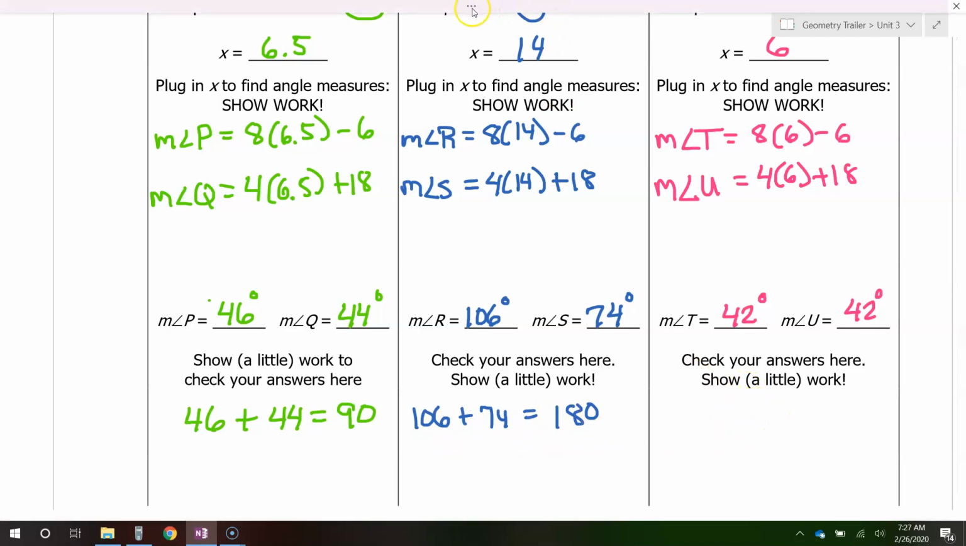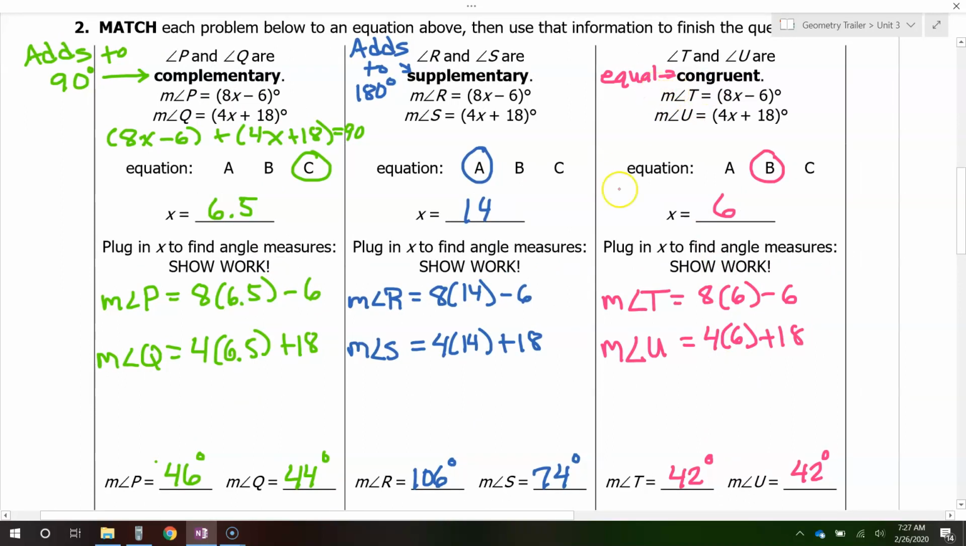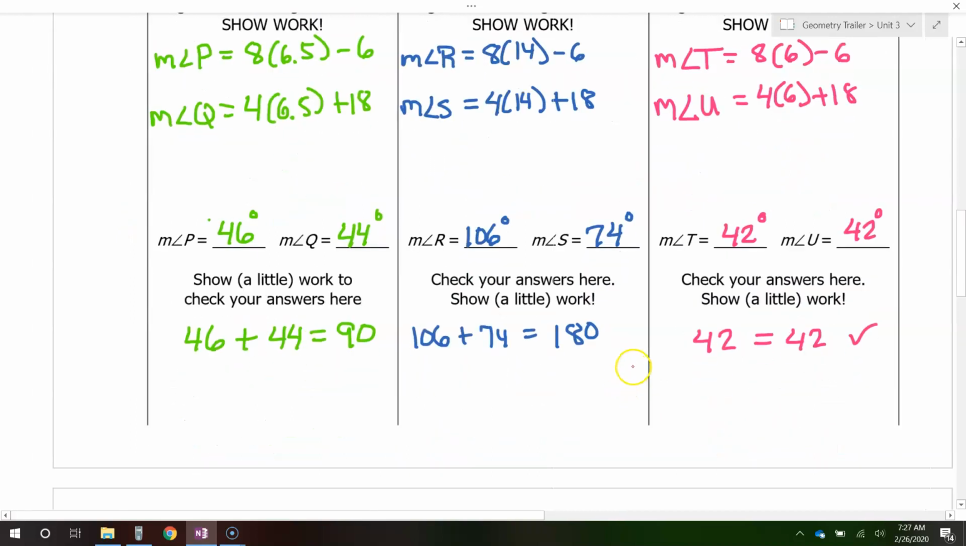I feel very silly checking my work for this one, because all we could really do, if they're supposed to be congruent, that means they're supposed to be equal. So I'm not sure what to do other than say 42 equals 42. Check. All right, that was silly. But there you go.